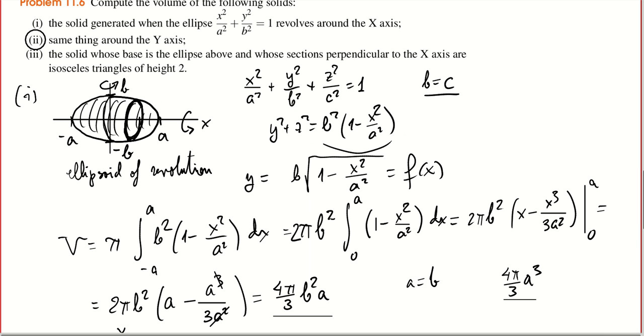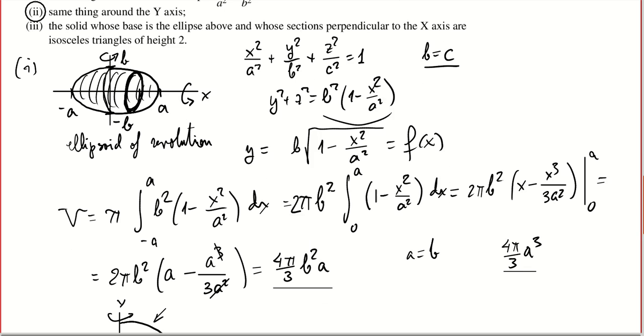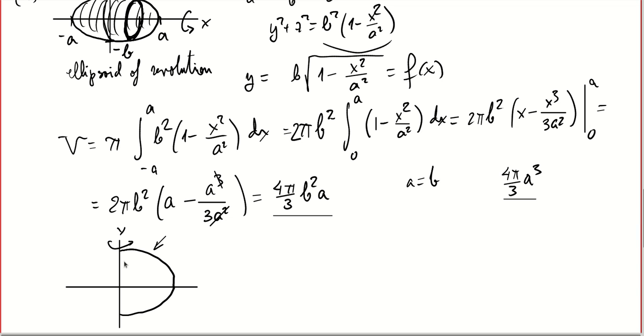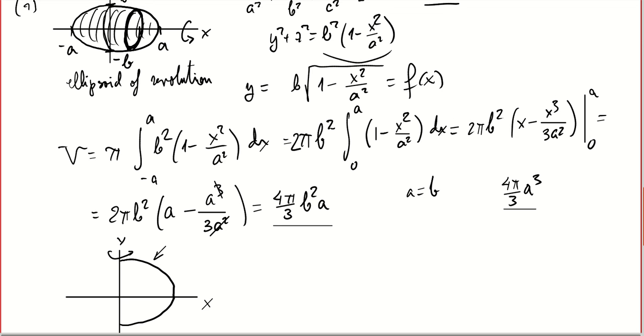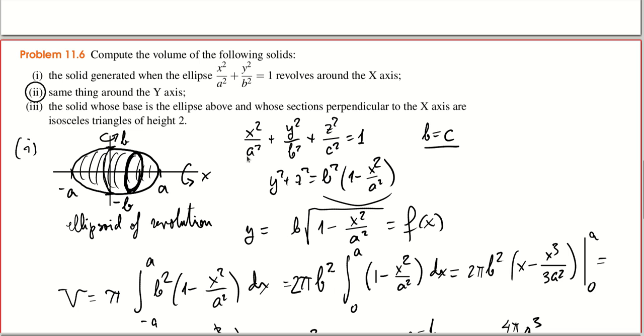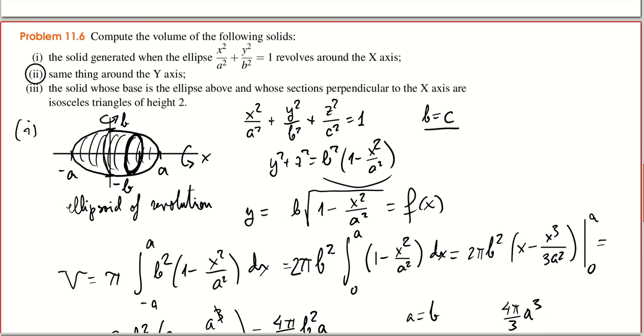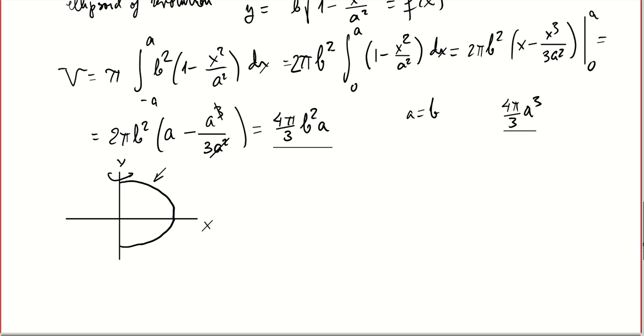But it's different from this one, right? In this one, the cross-section perpendicular to the x-axis is a circumference. In this one, the cross-section perpendicular to the y-axis is the one that is a circumference, right? Okay, so if you go to the formula of the ellipsoid, in this case, A and C are the same, right? Okay, so let's see how to calculate this.